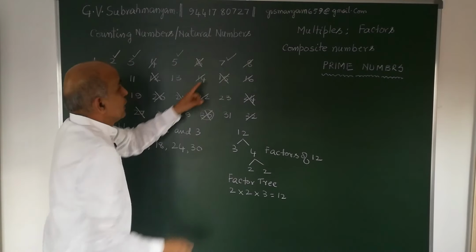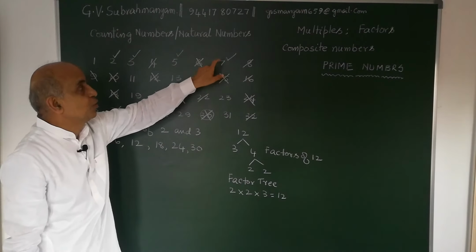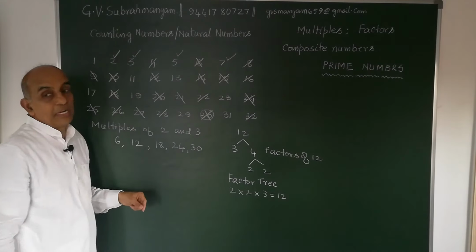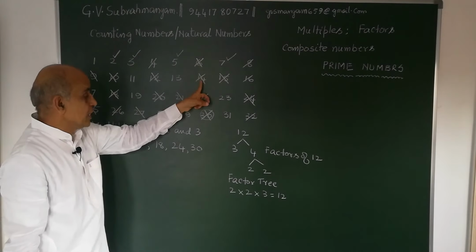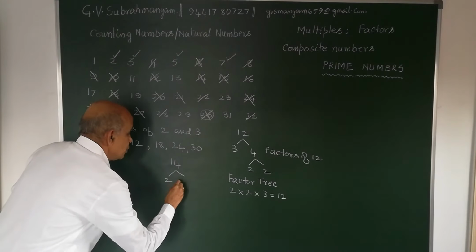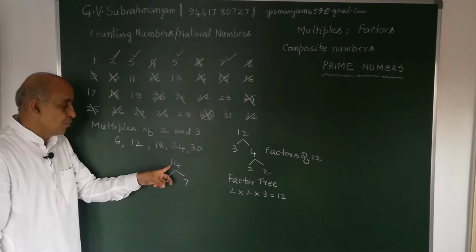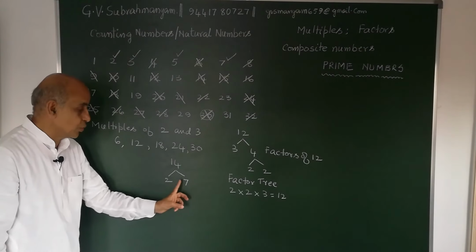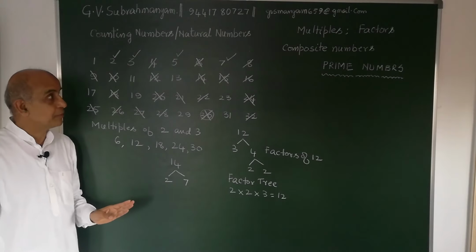Let us see multiples of 7. 7 2s are 14. 14 is already a multiple. That means 14 has 2 factors. 14 is 2 into 7. That is why 14 is called a composite number, because it has factors 2 and 7. It is not a prime number.